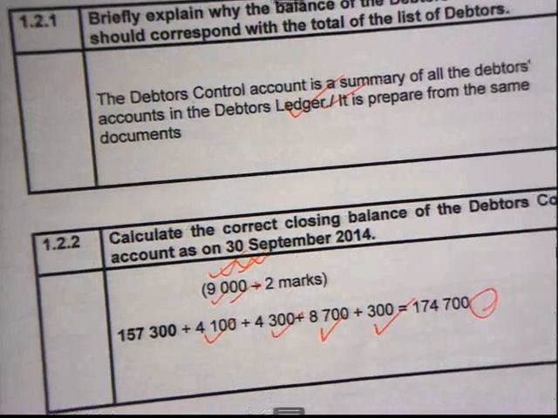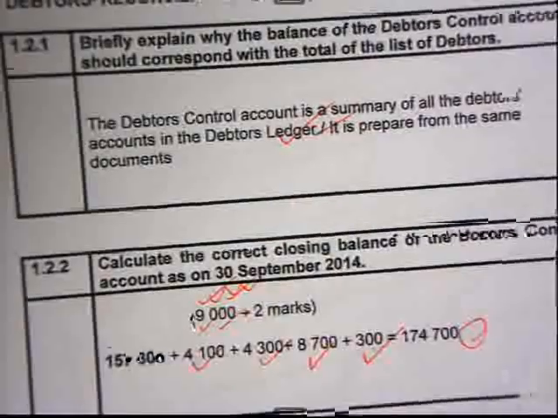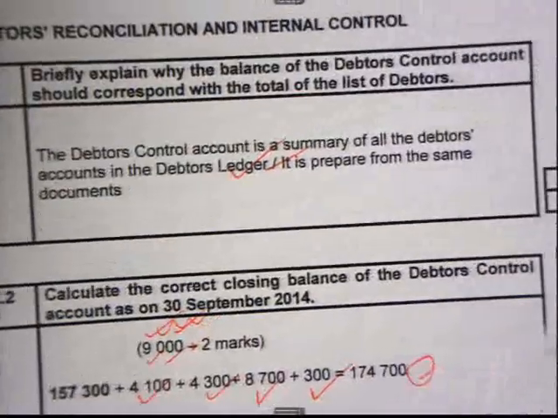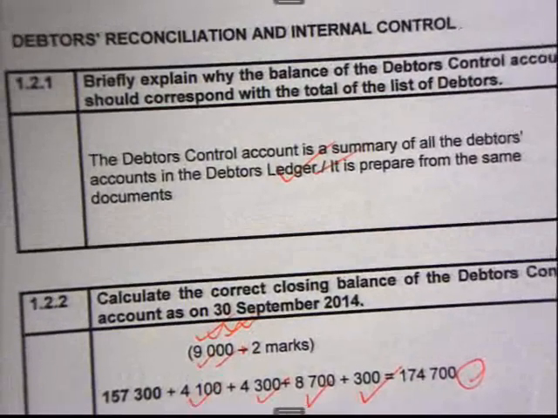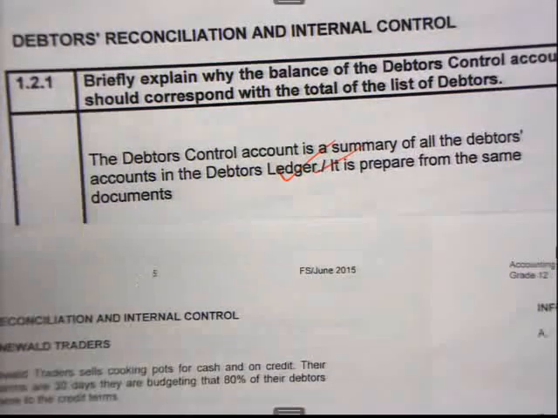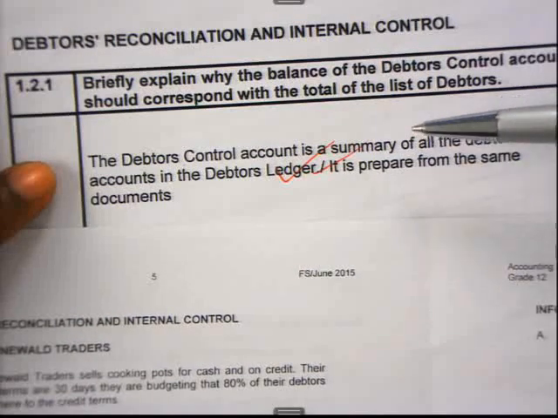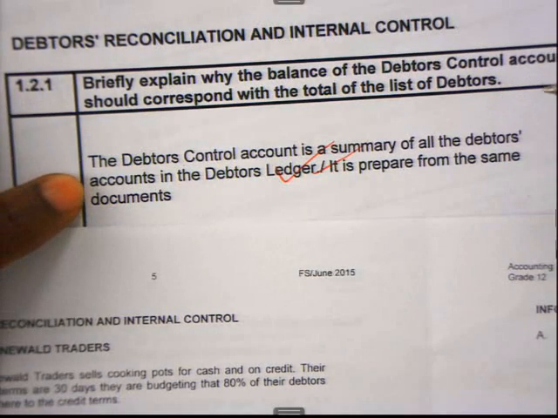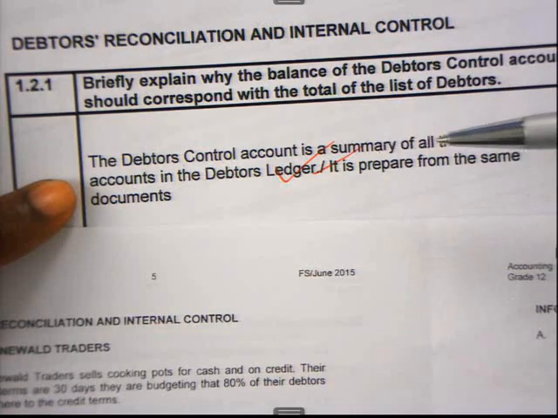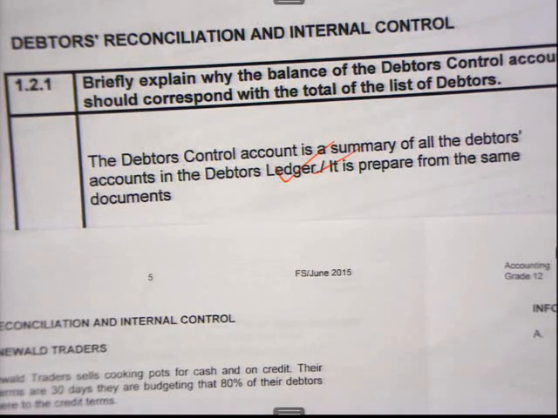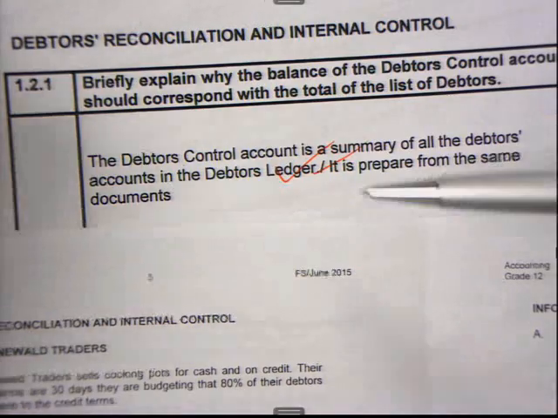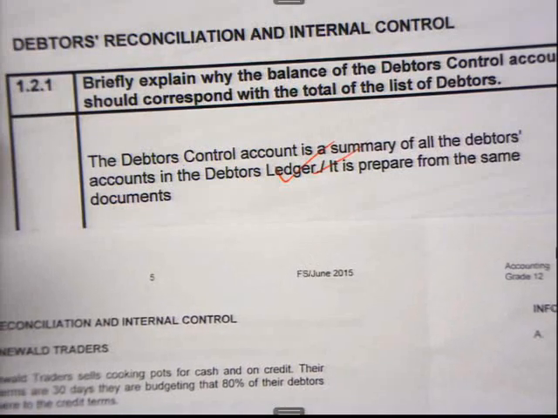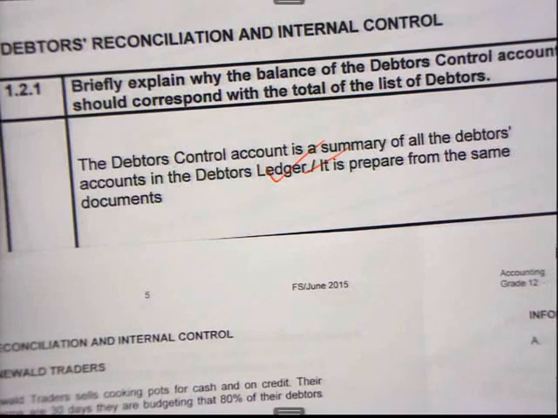When we look at our response here, this is also a question that frequently appears in the question papers, right? There, because the debtors control account is a summary of all debtors accounts in the debtors ledger. Or you could have also said it is prepared from the same set of information or from the same documents, right? So for that answer, you will be awarded 2 marks.